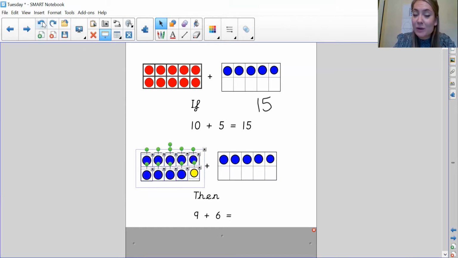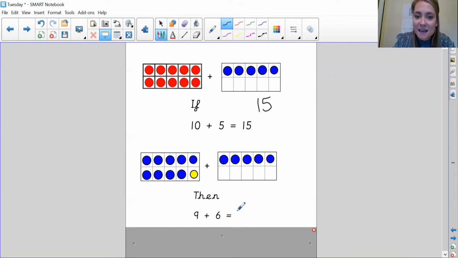If I move that one over, my yellow one, I have made a 10. So I know that now I had 9 over here and 6 here. 9 add 6 equals 15 as well. Well done. So I'm going to write in here 15 because I can see I've got 1 ten and my 5 ones, and that makes the number 15. Bet you can write that a bit neater than me.